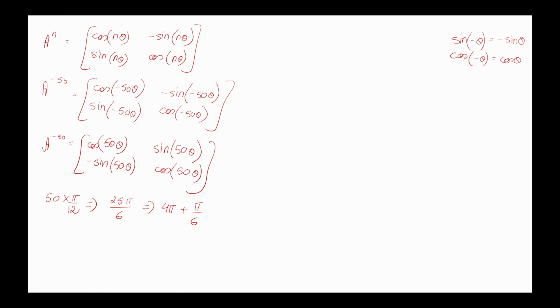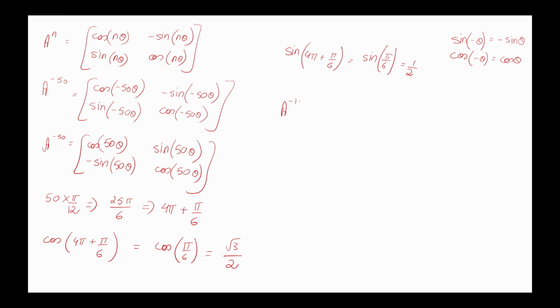Now what if I replace this value in each and every sine and cos? Cos of 50 theta would be replaced as cos of 4 pi plus pi by 6, so this would become cos of pi by 6. And what is the value of cos of pi by 6? Nothing but root 3 by 2. Similarly, I'll find out the value of sine of 4 pi plus pi by 6, which is sine of pi by 6. And what is sine of pi by 6? Nothing but 1 by 2.